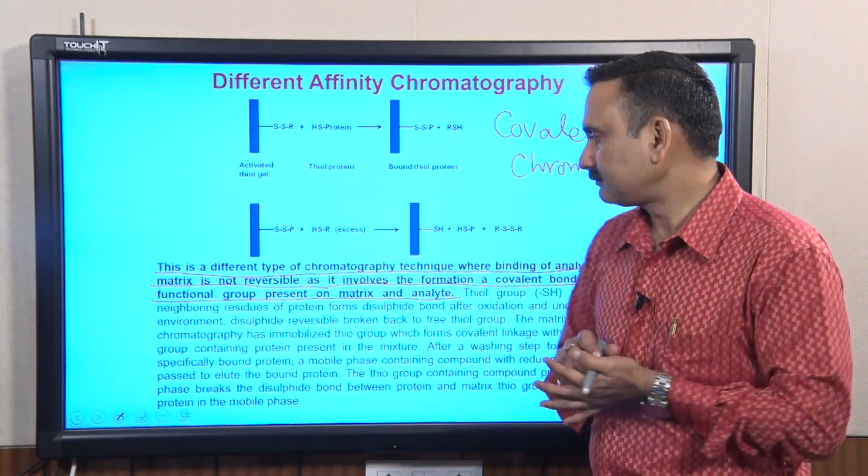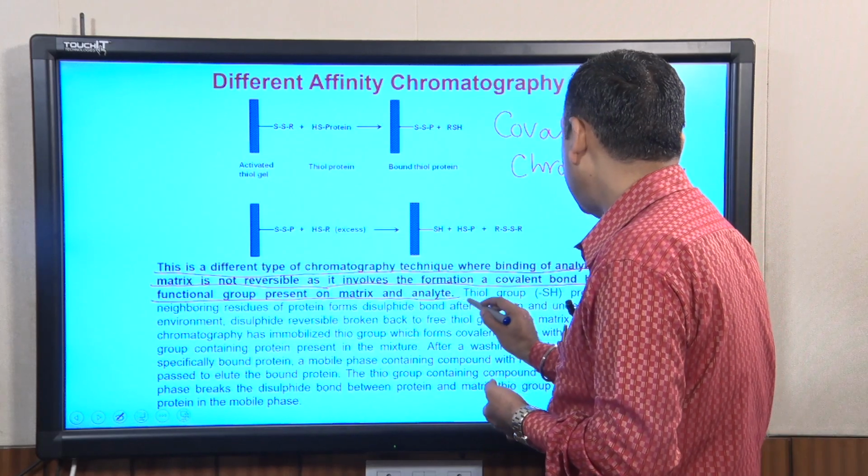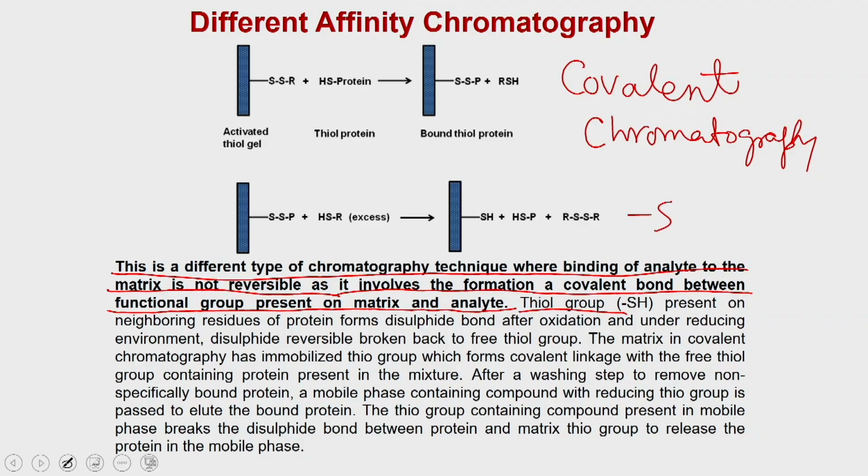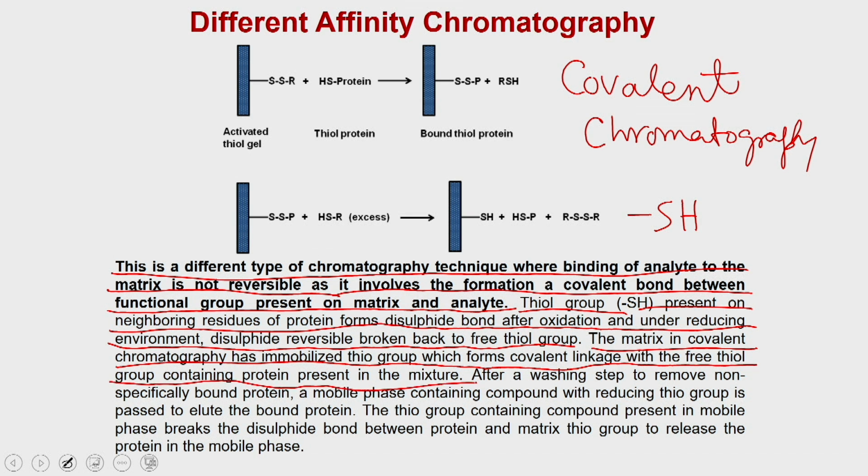So, the thiol groups, the minus SH groups present on neighboring residues of protein, form a disulfide bond after oxidation, and under a reducing environment the disulfide is reversibly broken back to the free thiol group. The matrix in covalent chromatography has immobilized thiol groups which form a covalent linkage with the free thiol groups of the protein present in the mixture.